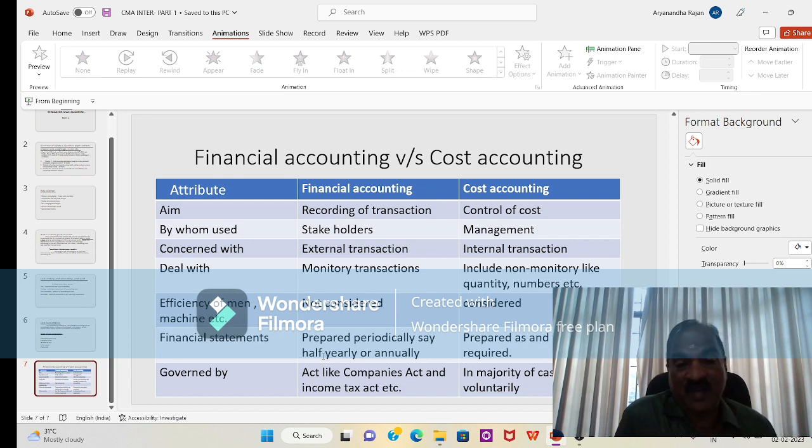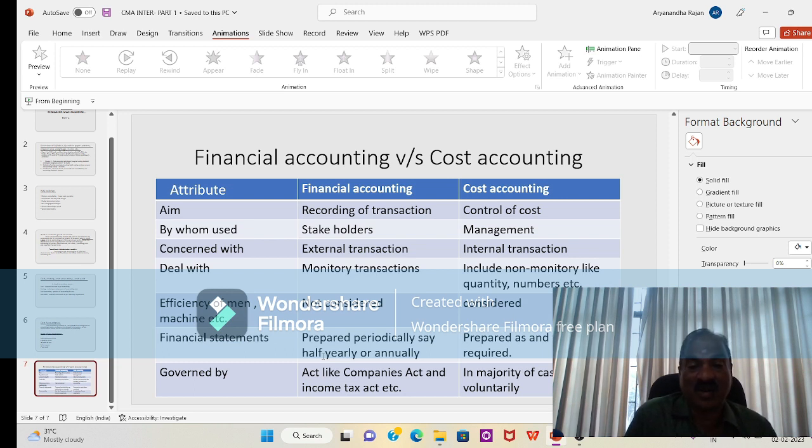So what are the differences? For any difference, not only this, for any difference, you just verify the attribute under which head the difference is being counted. If you know the attribute, then you can write the second and third columns. Aim. What is the aim of financial accounting? The aim of financial accounting is recording of financial transactions. On the other side, in cost accounting, records are maintained for cost control purposes, not only recording.